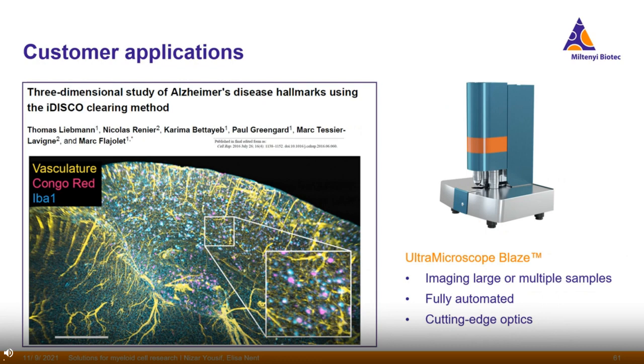And in the last paper, I want to introduce you to the UltraMicroscope Blaze that I've also mentioned before in my previous slides. This fully automated light sheet microscope can image large or multiple samples using cutting-edge optics. In this publication here, they use the ultramicroscope to study the cleared mouse brain in Alzheimer's disease, to quantify plaques and thereby help to find new approaches to treat this disease.